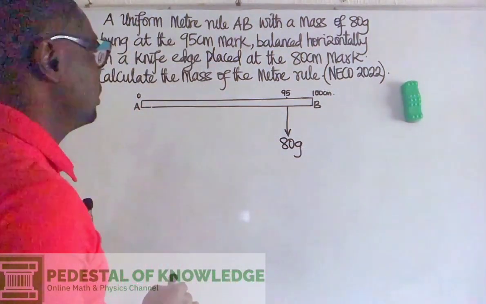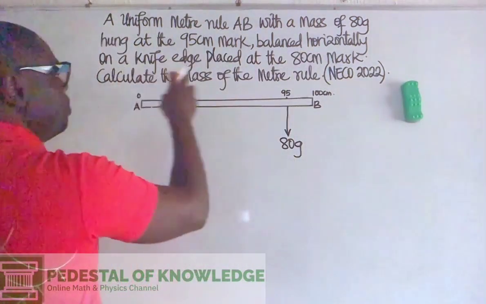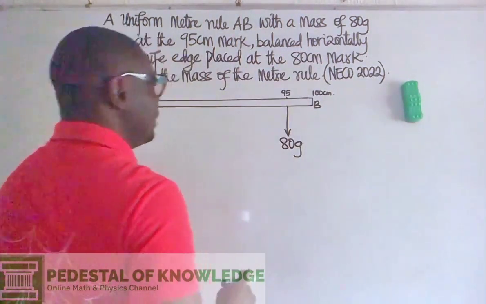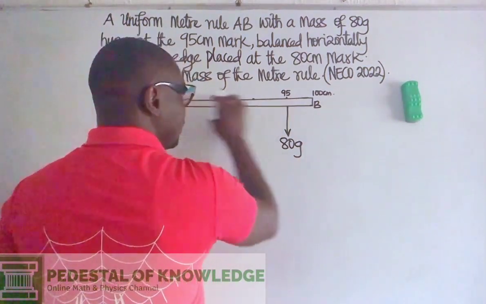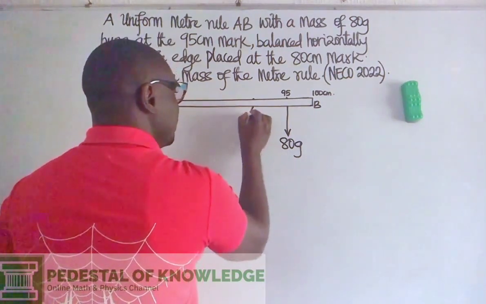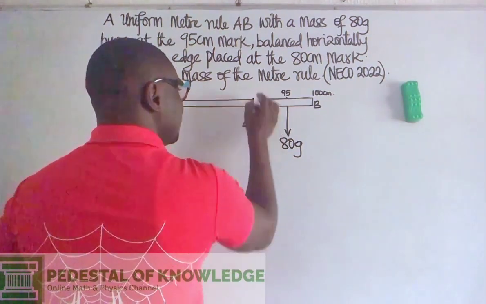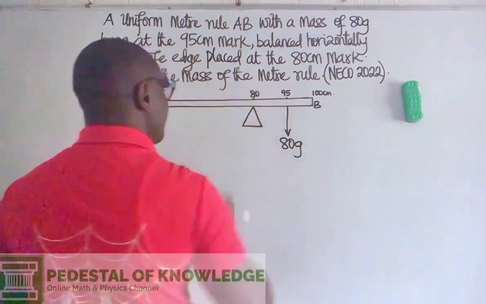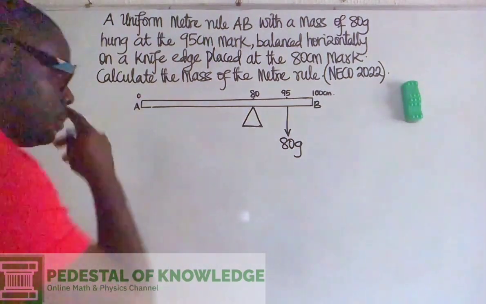hung at that point. It says that this meter rule balanced horizontally on a knife edge placed at the 80 cm mark. Now, 80 cm is somewhere here. Remember that this meter rule is not drawn to scale. Okay, now, here is the knife edge at the 80 cm mark. Here is 80. All right. It says calculate the mass of the meter rule.